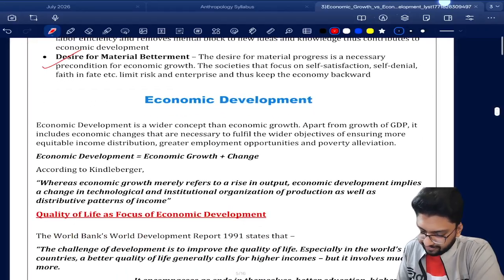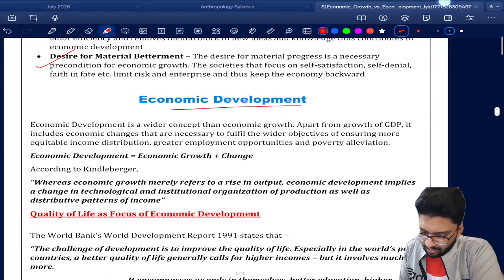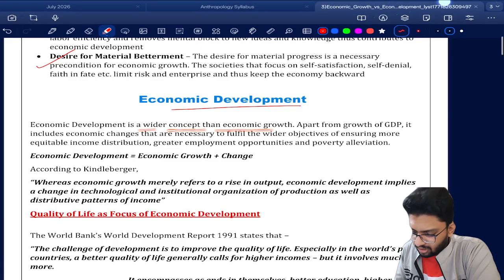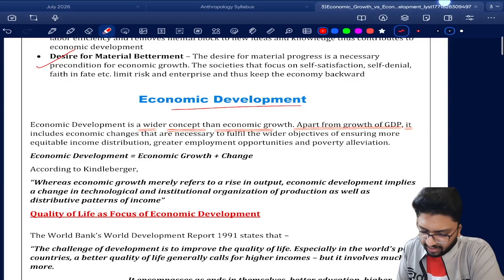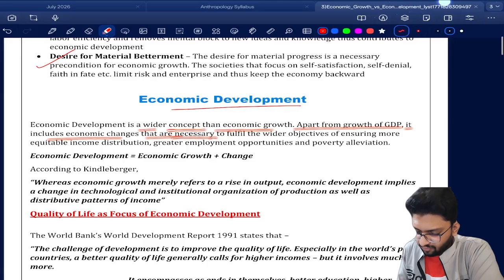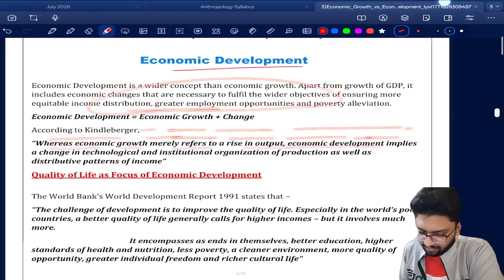Economic development. Economic development is a wider concept than economic growth. Apart from growth of GDP, it includes economic changes that are necessary to fulfill the wider objectives of ensuring more equitable income distribution, greater employment opportunity, and poverty alleviation. This is called economic development.